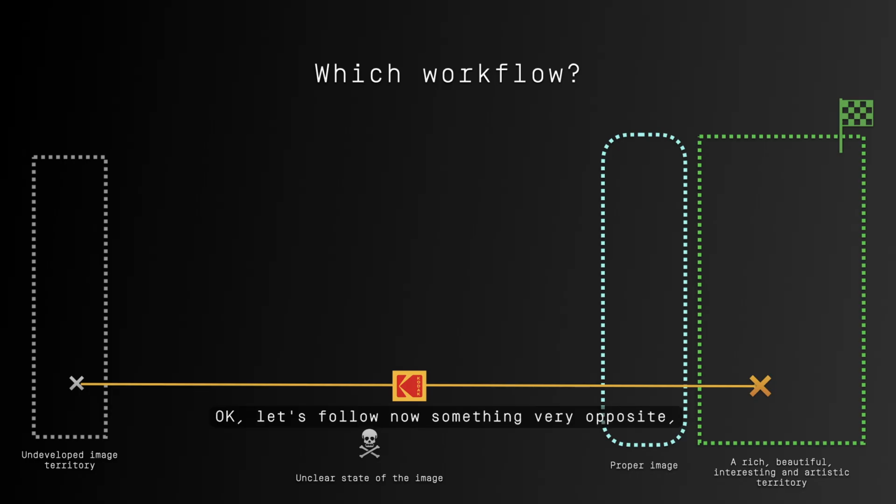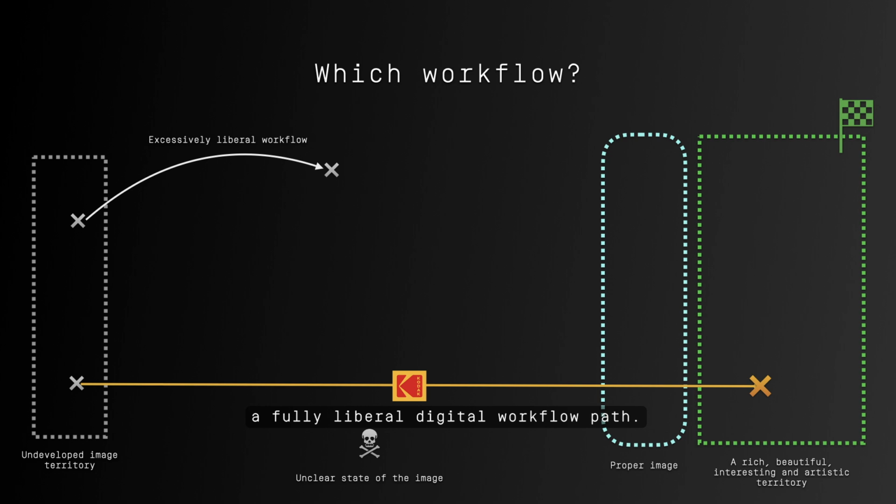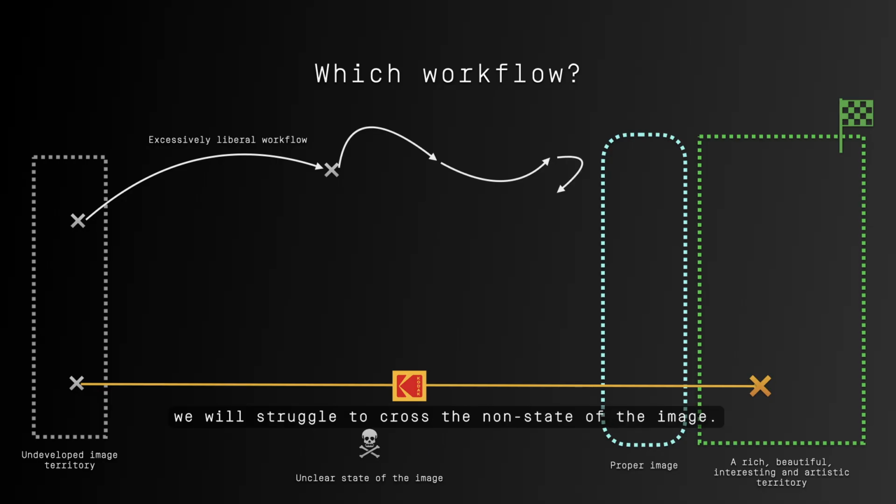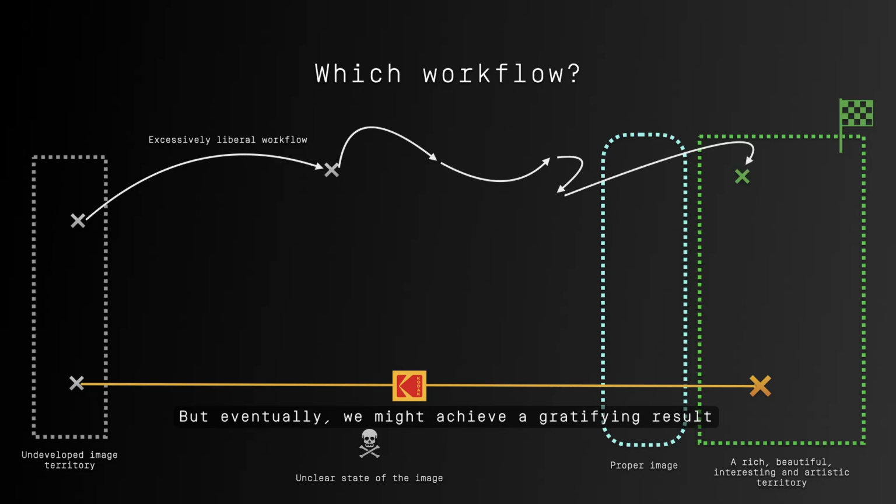Okay, let's follow now something very opposite, a fully liberal digital workflow path. We depart from the undeveloped image state, a log image, for example, and we adjust contrast and shades and saturations by hand. Looking at our display, interactively adjusting every aspect of the color's behavior, and hoping to carry every piece of the color volume with us, we will struggle to cross the no man's land of the unknown state of the image. But eventually, we might achieve a gratifying result that could be somewhere Kodak or the others did not grant us the freedom to go. But all the solid ground of the color mapping is bypassed.